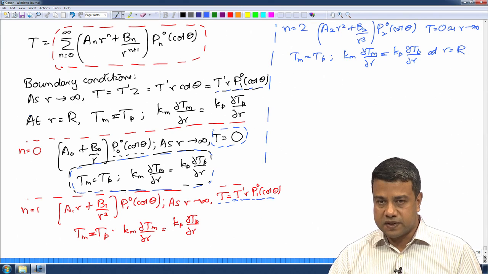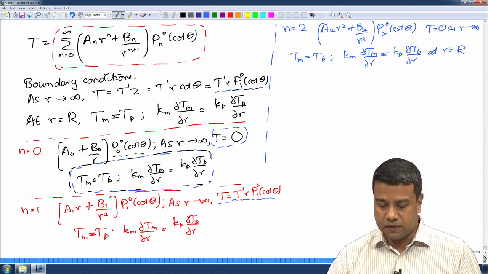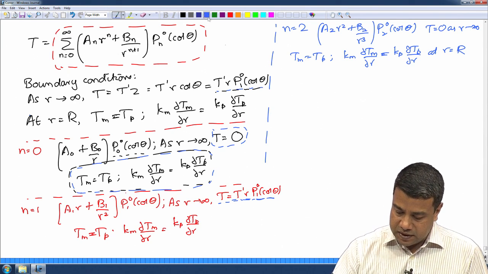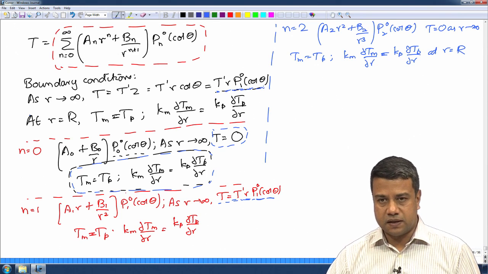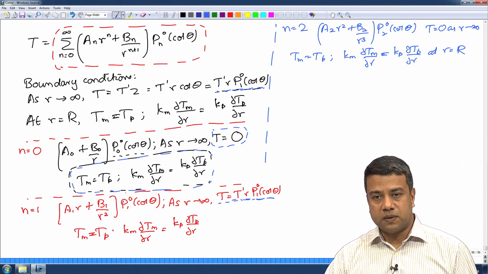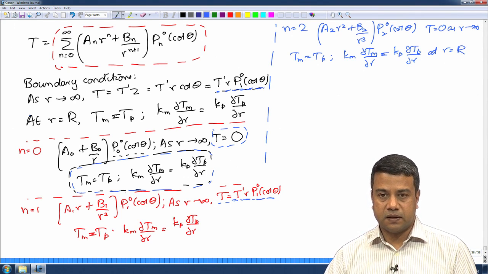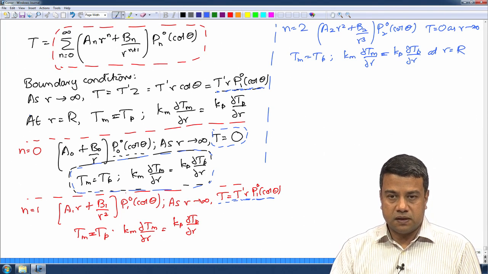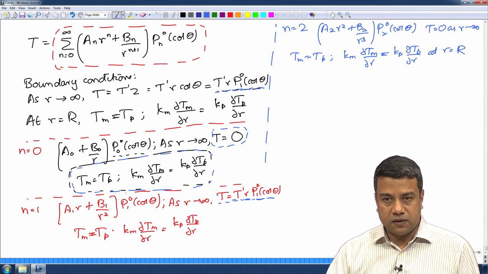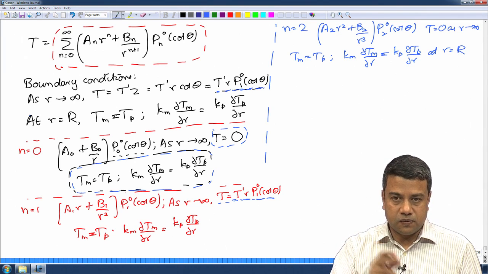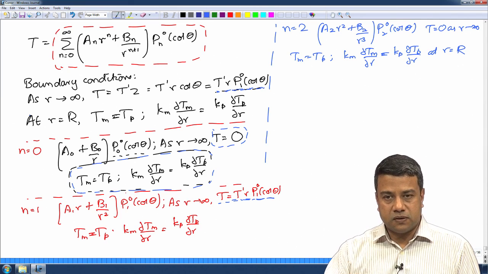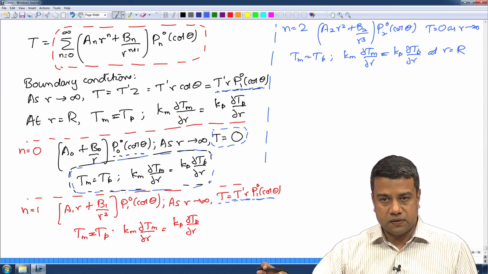So, since the forcing has the symmetry P1 of cos theta, it projects only onto the P1 Legendre polynomial solution. It projects onto the solution only for n is equal to 1. All of these harmonics are orthogonal to each other. This forcing projects only onto the solution at n is equal to 1. For n is equal to 0, 2, 3, etc., this forcing is equal to 0.